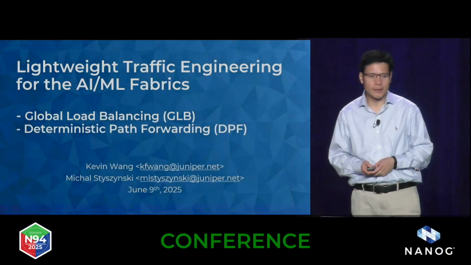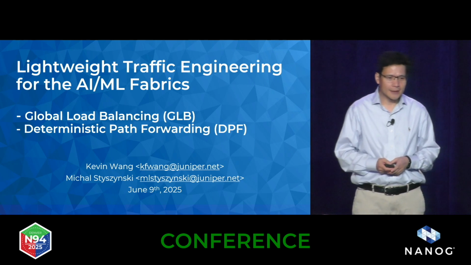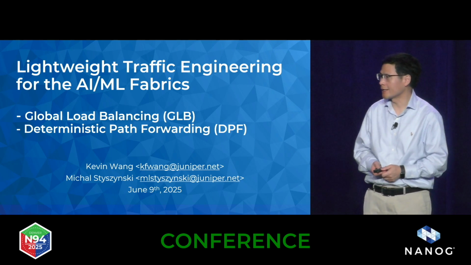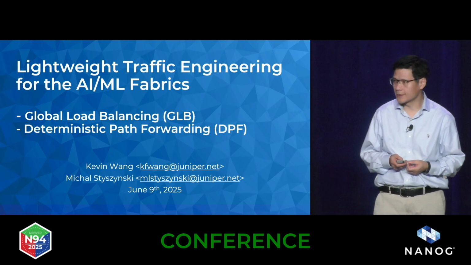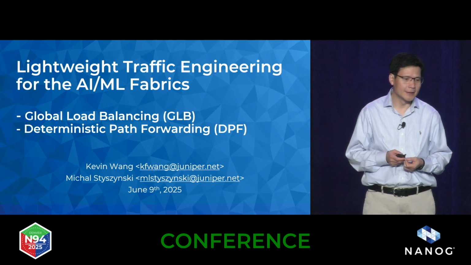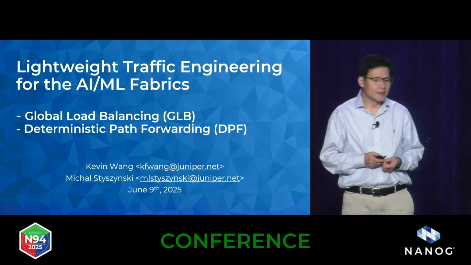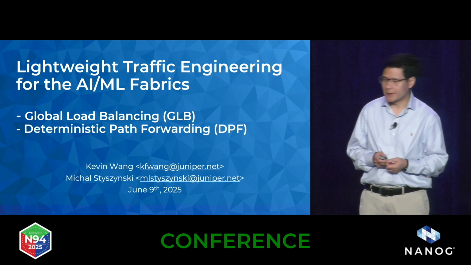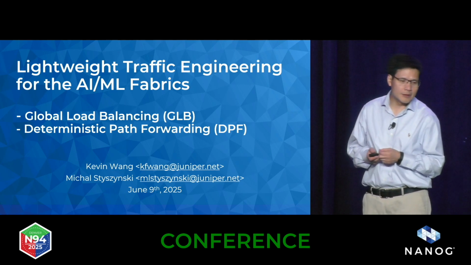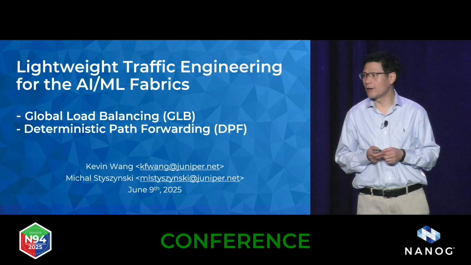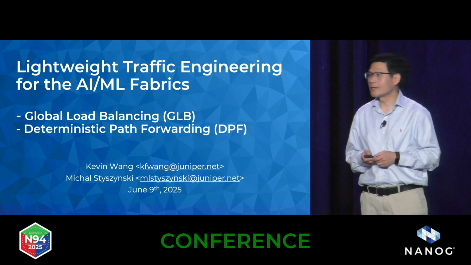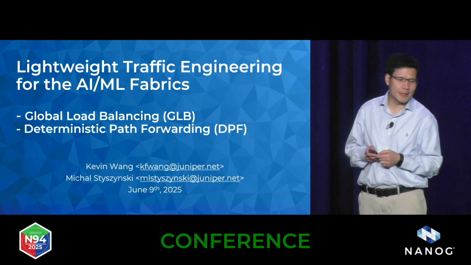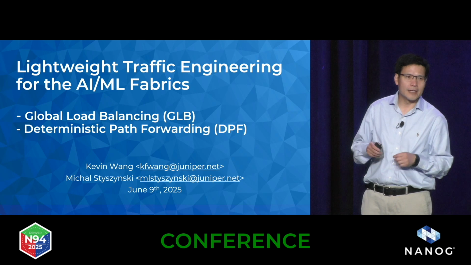Good morning. My name is Kevin Wang. I'm from Juniper Networks. So today I'm going to present lightweight traffic engineering for the AI/ML fabrics. I will present two solutions. The first one is Global Load Balancing, or GLB. The second one is Deterministic Path Forwarding, or DPF. I'm supposed to co-present this with my colleague, Mikhail, who is a product line manager from Juniper Networks. Unfortunately, he was not able to travel to Denver because of some unexpected event last minute. So I will also cover his part.